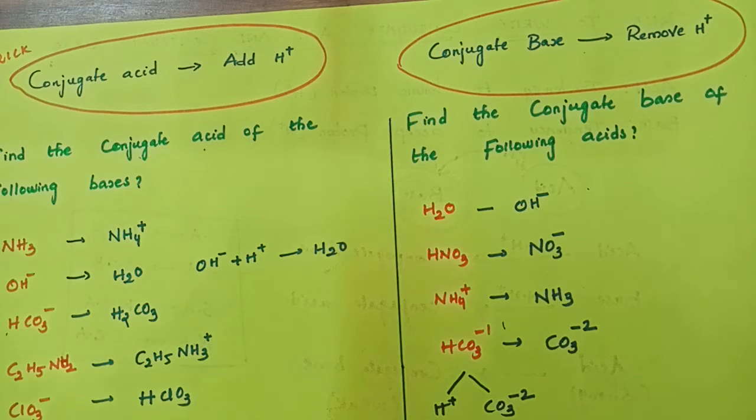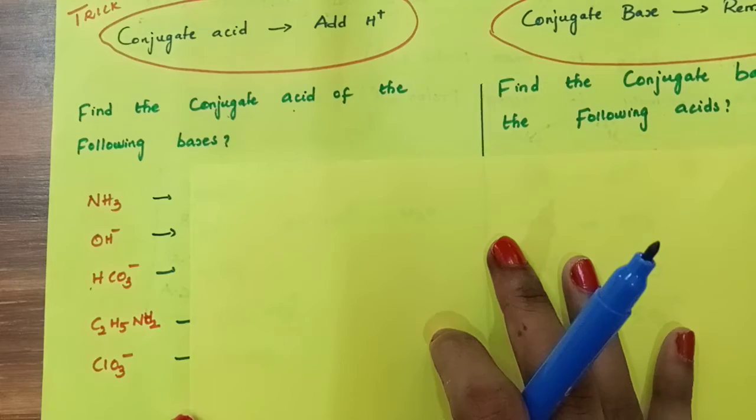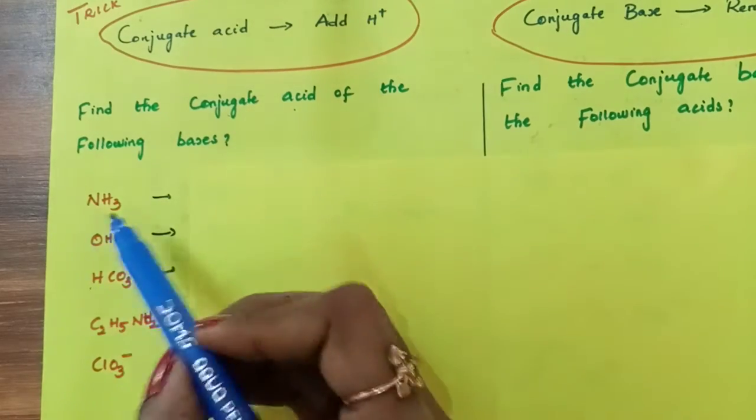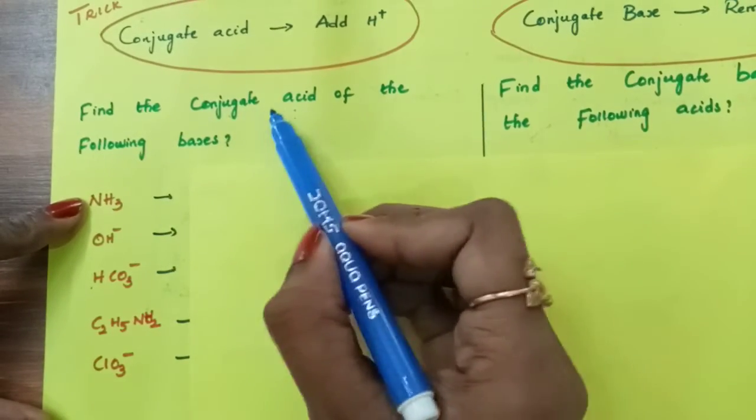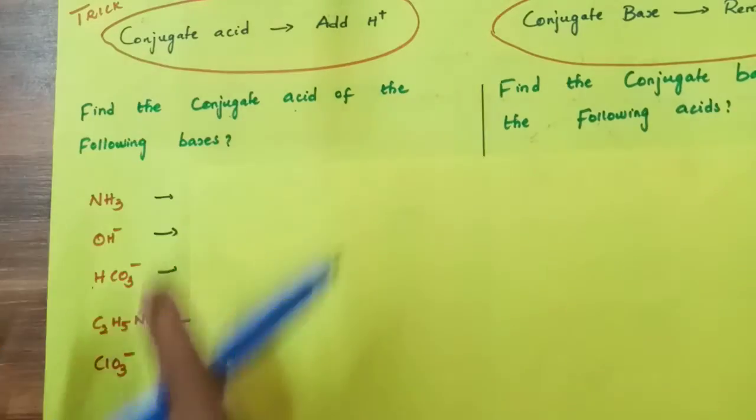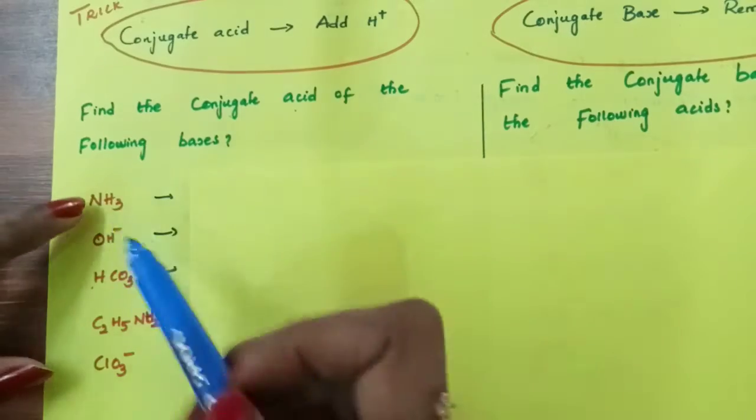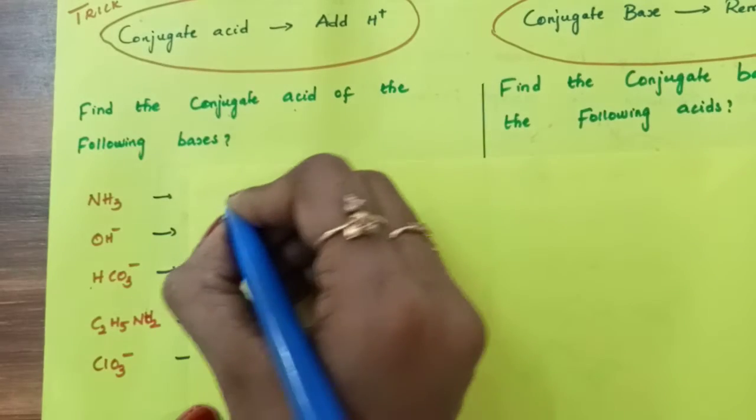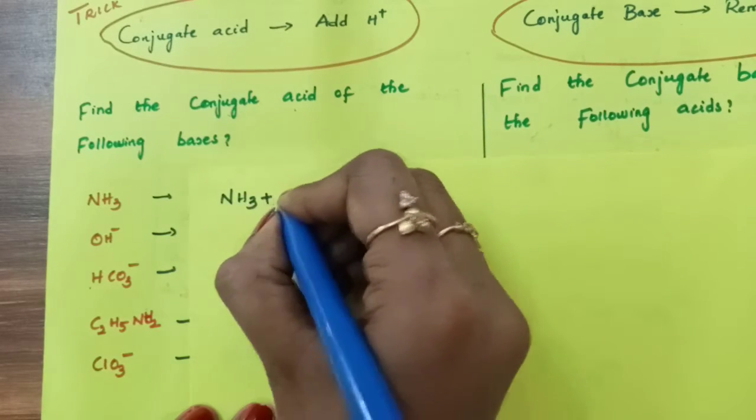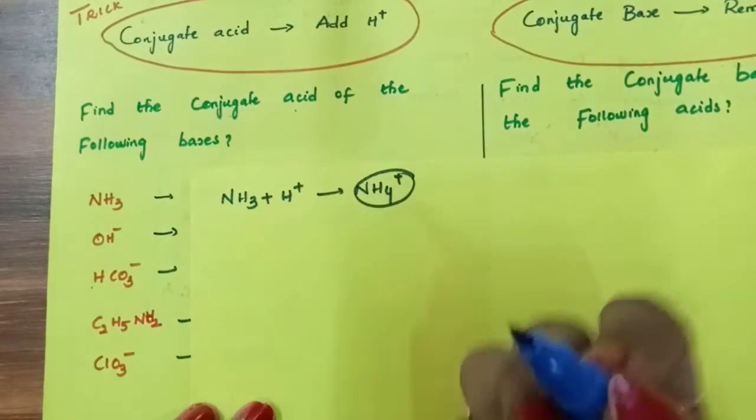The question: find the conjugate acid of the following bases. Here, ammonia is a base. To find the conjugate acid, just add H plus ions to the base. If you add the H plus ion, what will be your answer? NH3 plus H plus gives NH4 plus. So NH4 plus is your answer.